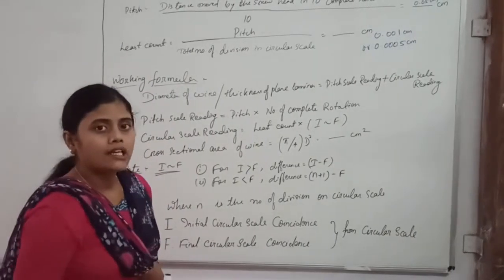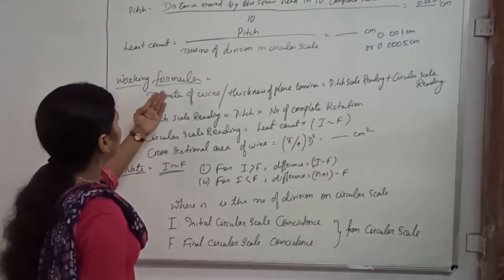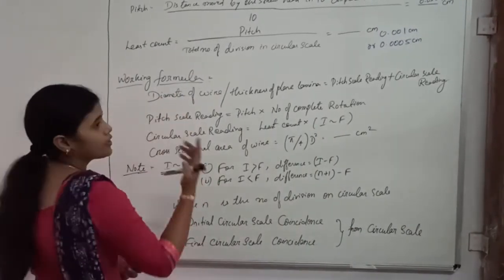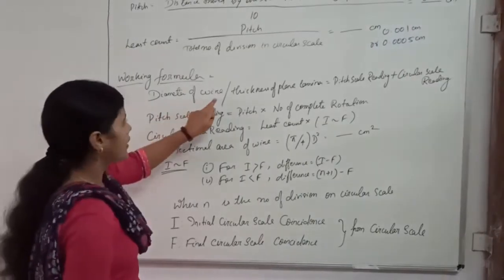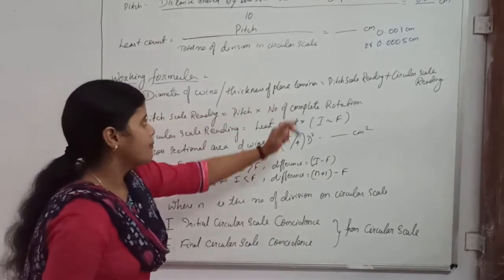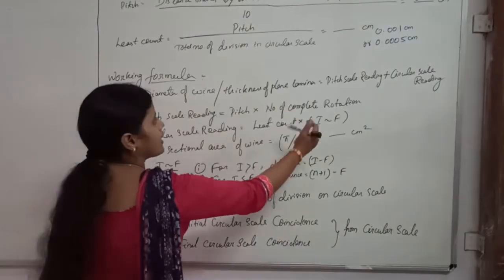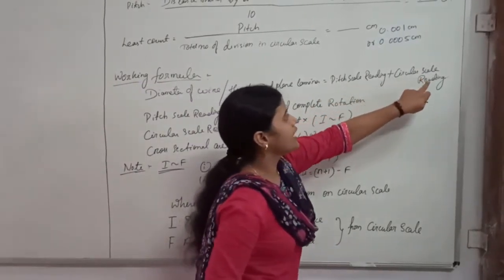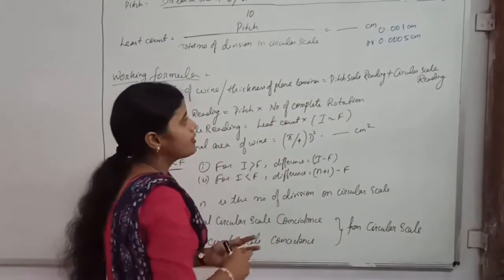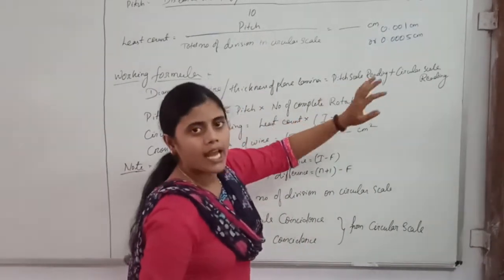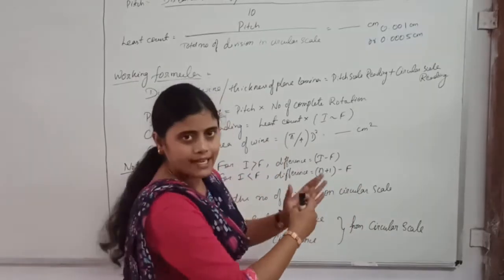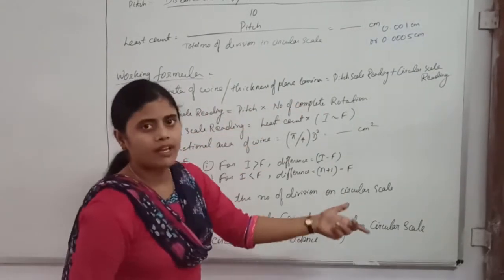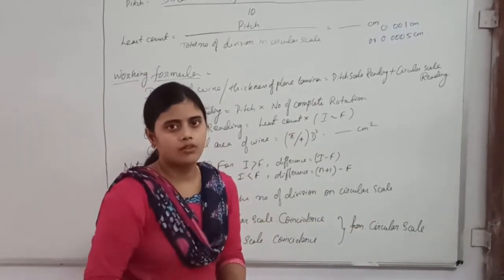So now let us discuss the working formula. If you want to find the diameter of a wire or the thickness of a plane lamina, that will be given by pitch scale reading plus circular scale reading. When you find the pitch scale reading and circular scale reading and add them, it will give you the diameter of the wire or the thickness of the plane lamina, depending upon what kind of object you are using.